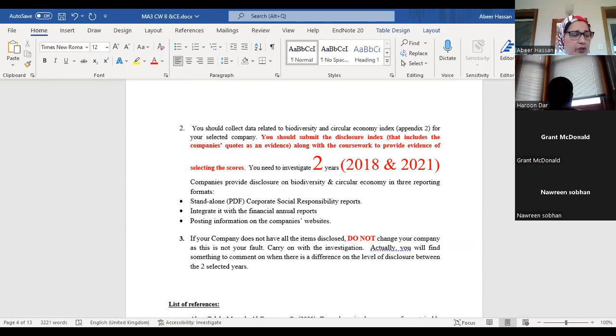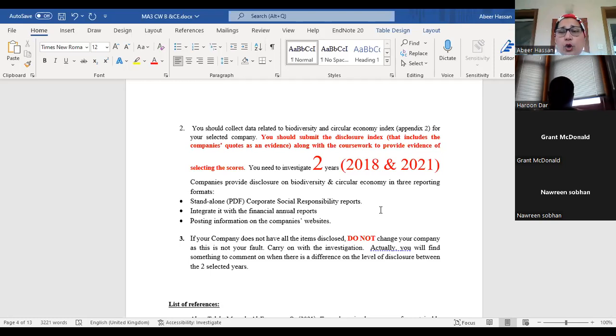Where you can find the information. You can find the information on biodiversity and circular economy in three formats. Either a standalone PDF, some companies having a social responsibility report, corporate social responsibility report, corporate social report, or environmental report. Under this one, you can investigate and find the information.